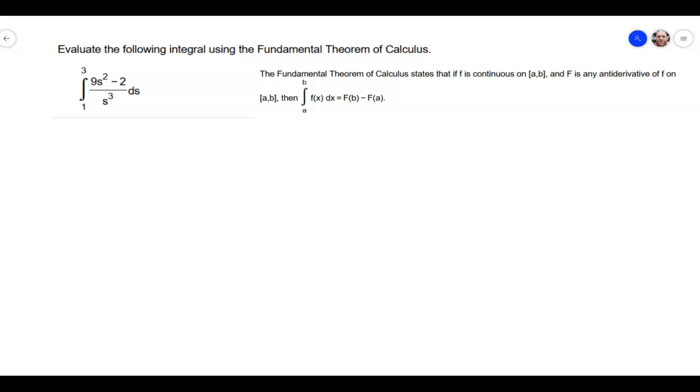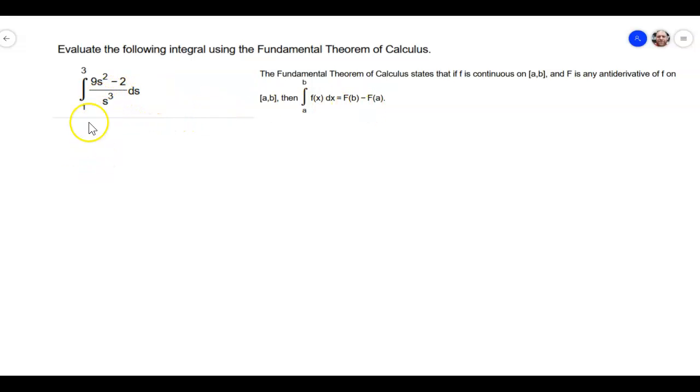All right, so what we need to go ahead and do is find the antiderivative of this. And then after we make sure that it's continuous, evaluate it at the upper limit, 3, and then evaluate the lower limit, 1, and then find the difference there.